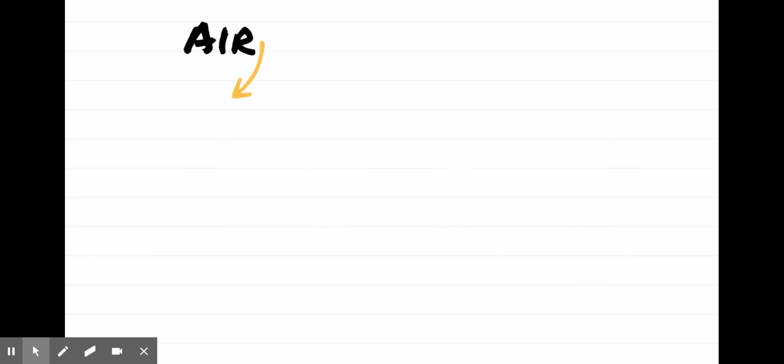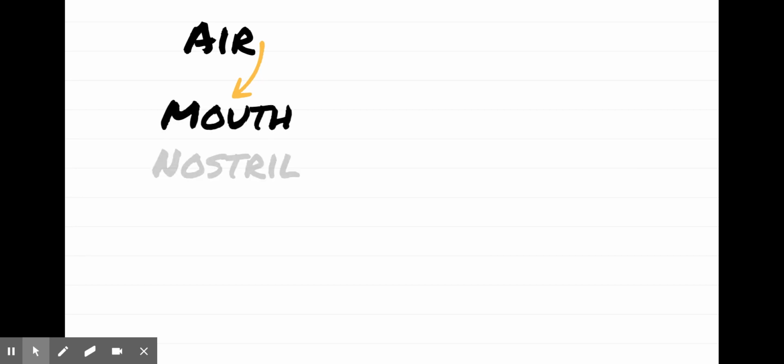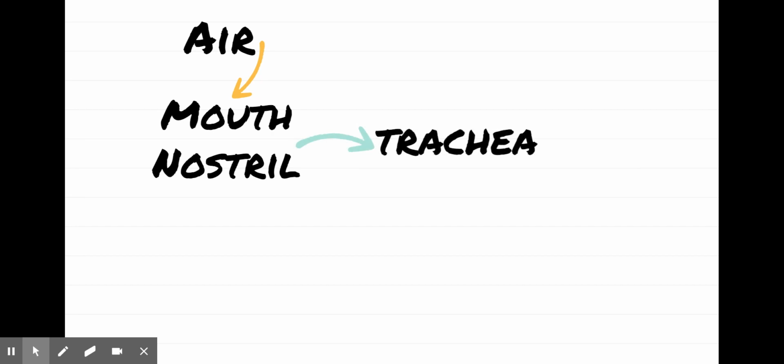This is just a flow chart, missing maybe 1 or 2 steps, but it's a generalized flow chart of how air passes into your body. So air has to move through your mouth or your nostrils down into your trachea. Before I get to that, there are a few pieces missing, because you haven't heard about them yet, so I didn't want to confuse you. But air, mouth, nostril, trachea.